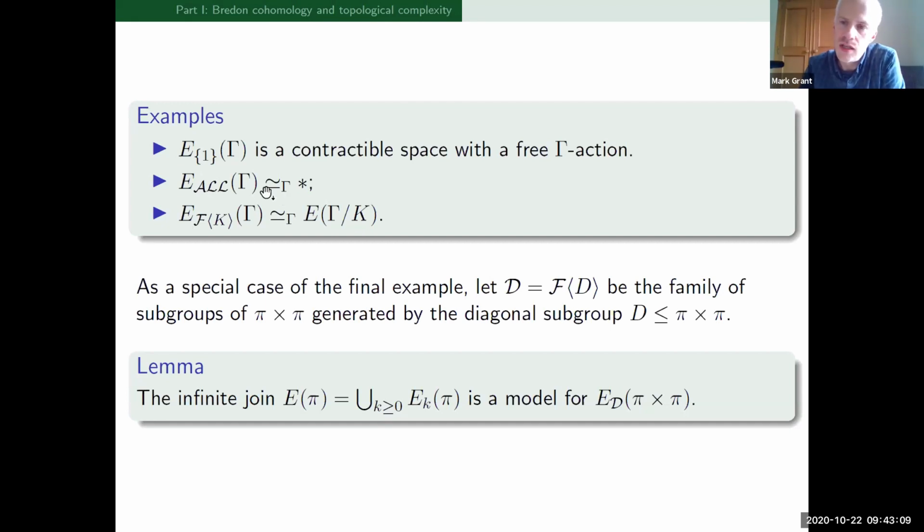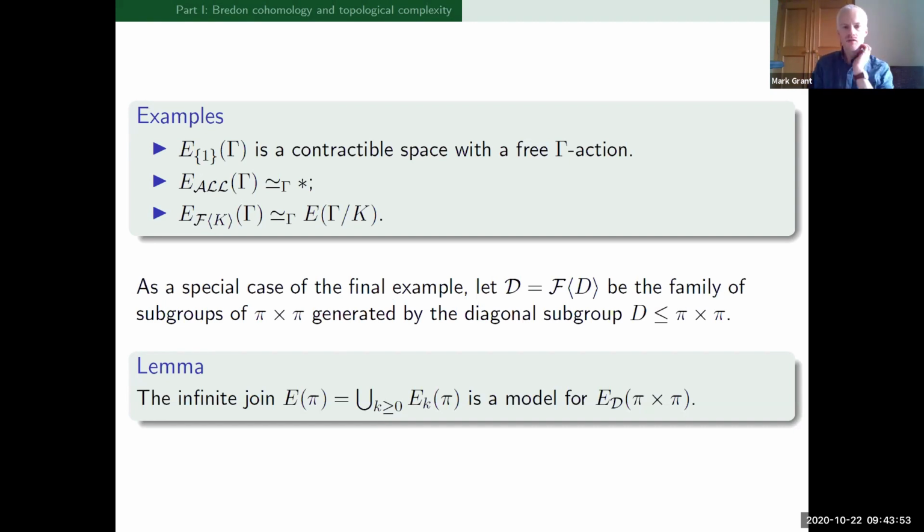It's not hard to see that if you take the family of all subgroups, then a point with the trivial action will do as a classifying space. But the most interesting for us is this last example. If you take the family of subgroups of Gamma generated by a subgroup K, then you can take as a classifying space the infinite join of copies of the coset space Gamma mod K with its obvious transitive Gamma action. So this is a good source of classifying spaces.